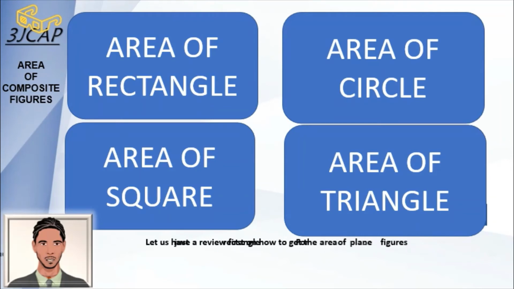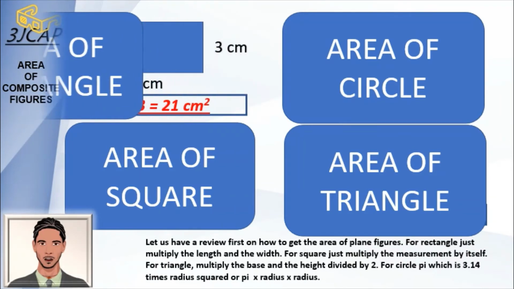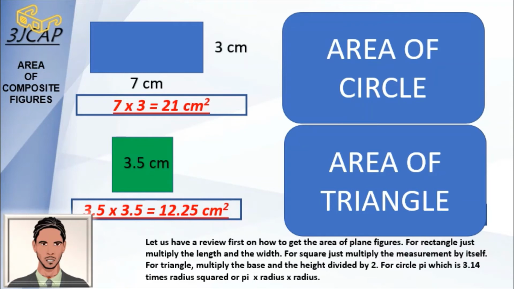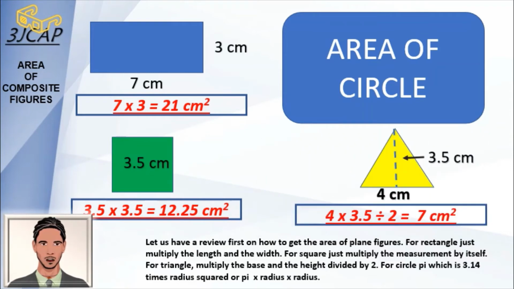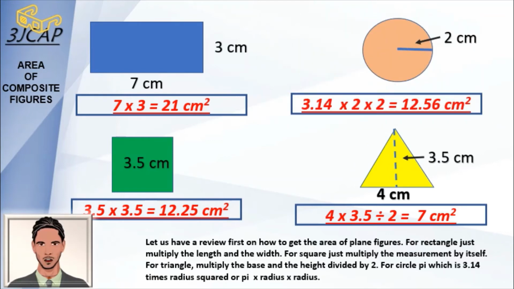Let us have a review first on how to get the area of plane figures. For rectangle, just multiply the length and the width. For square, just multiply the measurement by itself. For triangle, multiply the base and the height divided by 2. For circle, pi, which is 3.14, times radius squared, or pi times radius times radius.